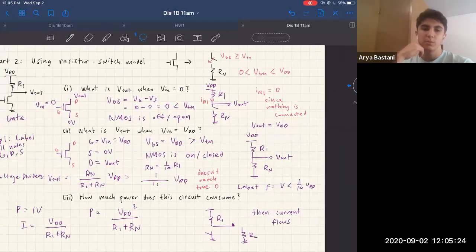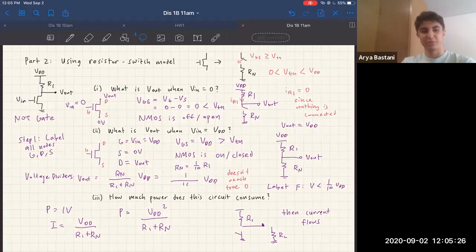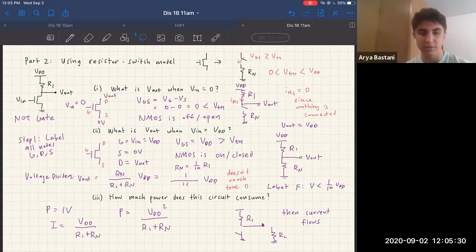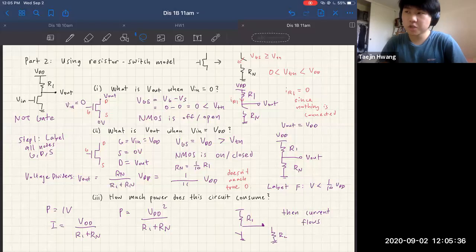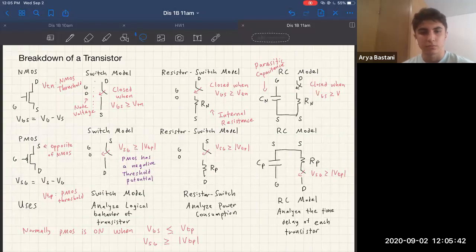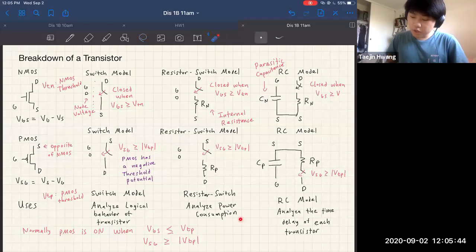Do we assume all MOSFETs have internal resistance and capacitance then? Yeah, they will always have some internal resistance and capacitance that's kind of parasitic. It really leads into the later model. So we use this model when we analyze power. We use this model when we analyze logical behavior.